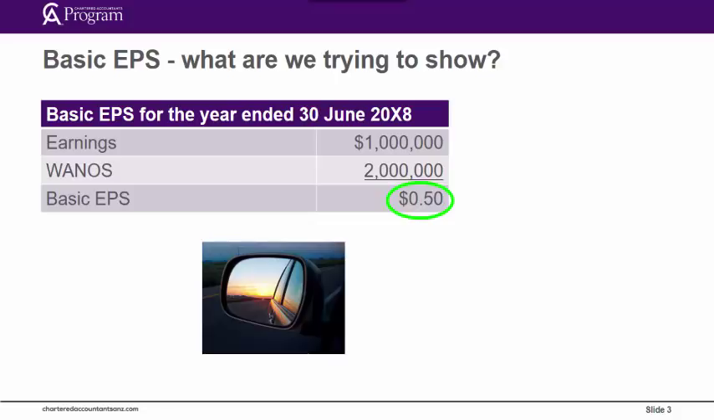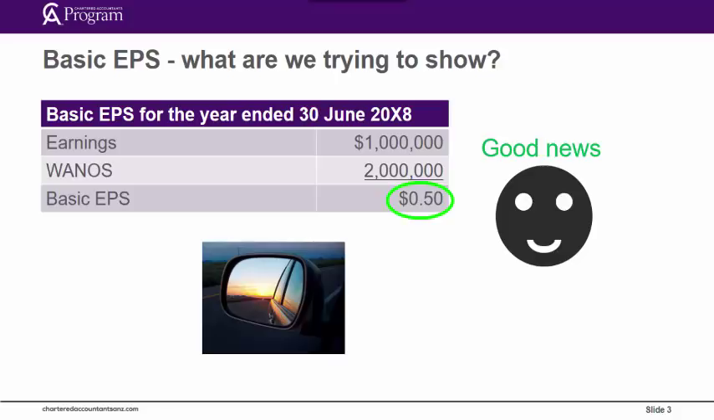With basic earnings per share, it's really an historic view of what's happened for the last year. Here it's the 30th of June 20x8. My earnings are $1 million. My weighted average number of ordinary shares is 2 million. Therefore, I've got a basic earnings per share of 50 cents. So if you like, try to think of this as presenting the good news to our ordinary shareholders of the parent.